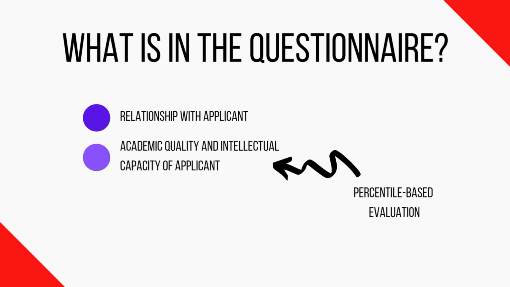Then they'll ask for your academic quality and intellectual capacity. This is sort of a percentile-based evaluation, meaning the recommender will evaluate you as being in the top 50% or the top 20% or the top 10% and so on. The actual percentages will of course vary across universities, but that's essentially what they'll ask. They'll ask how the applicant stands when compared to other similarly qualified students.